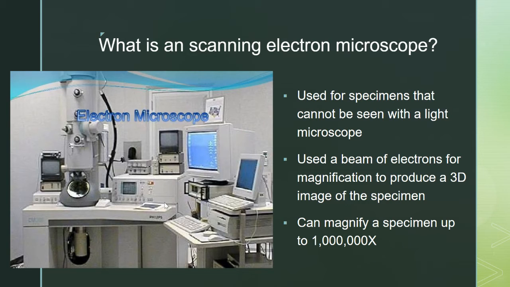Next up, we have the scanning electron microscope. Now, this microscope is used for items and specimens that cannot be seen with a light microscope. They're even smaller. You can use it for things you can see with a light microscope, but it can even see things that light microscopes are not able to see. They don't use a beam of light, but instead use a beam of electrons and produce 3D images of specimens. And they can magnify things up to 1,000,000 times. As you can see, they're pretty large. They take up actually a small room rather than just a small space on a lab station.